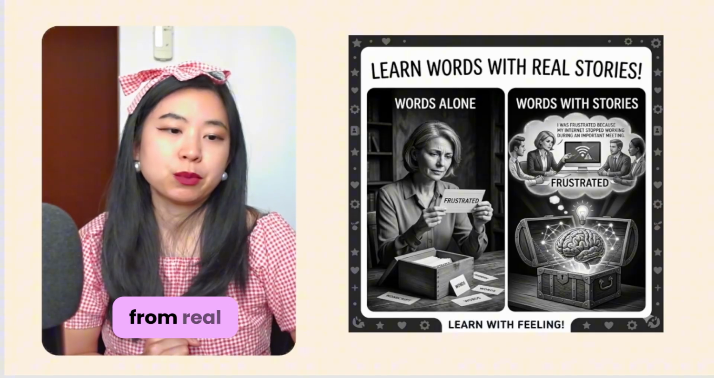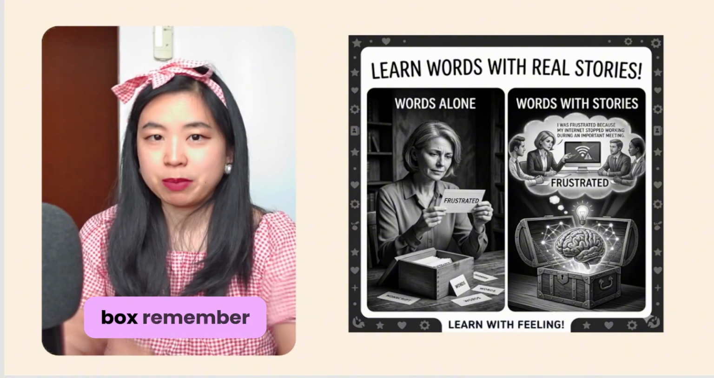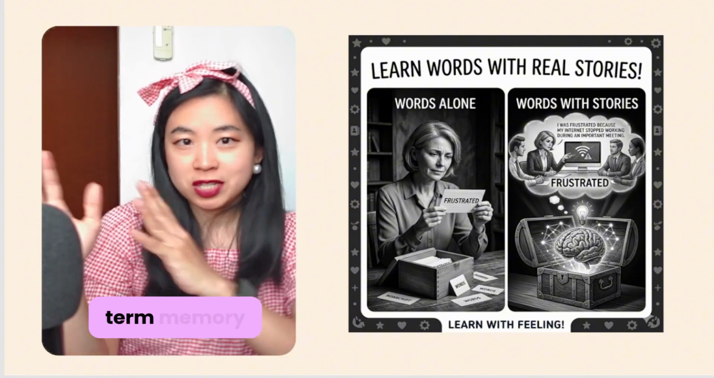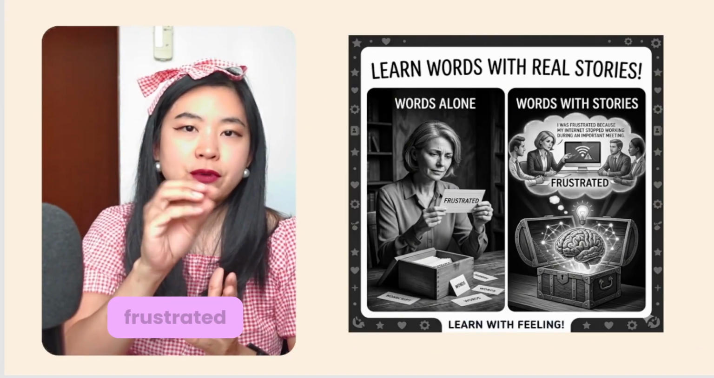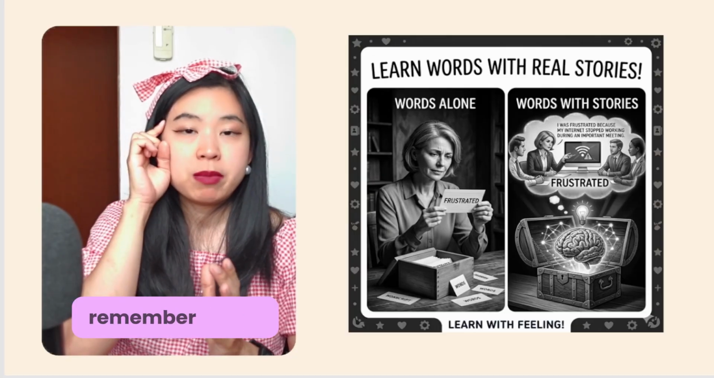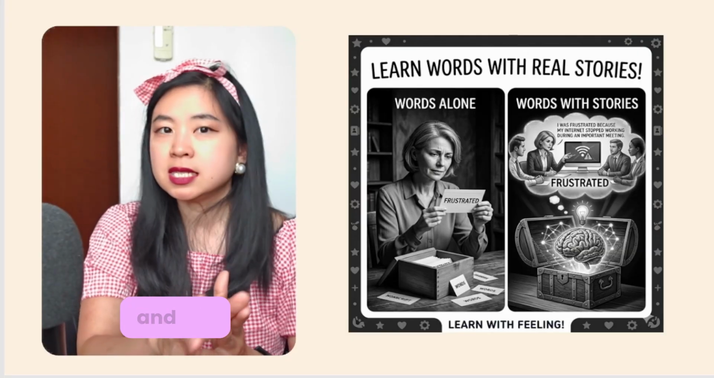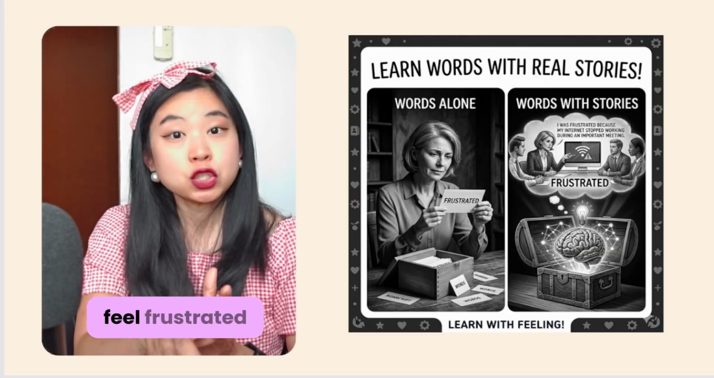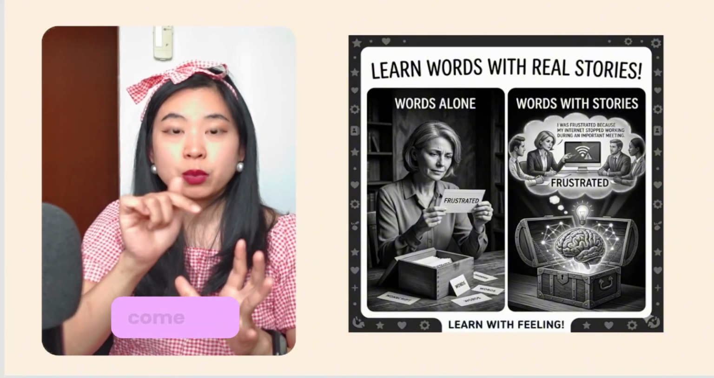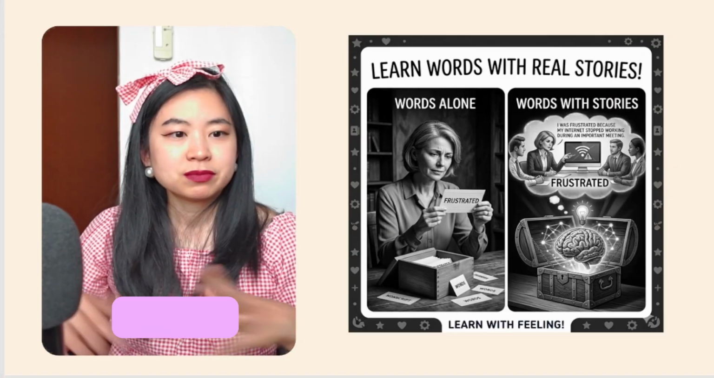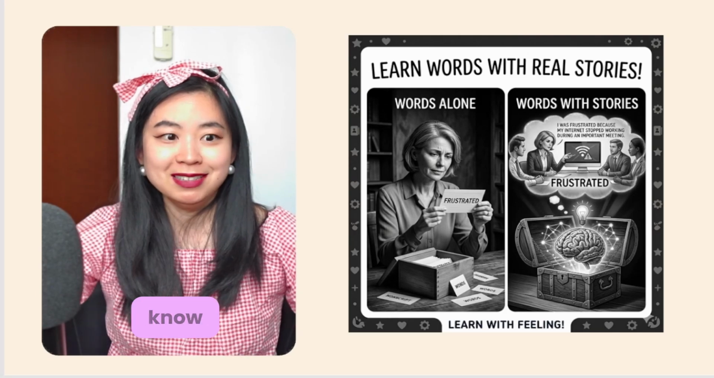You will remember this word longer, better. When you learn English from real life context, your brain changes the box. Remember that. So from the short-term memory to long-term memory. When you have the story around the word frustrated, your brain remembers better. So when you come across a similar situation that makes you feel frustrated, you can retrieve the information and these words will come out of your mouth automatically. You don't need to translate from Thai anymore. It will just come out. That's the magic.